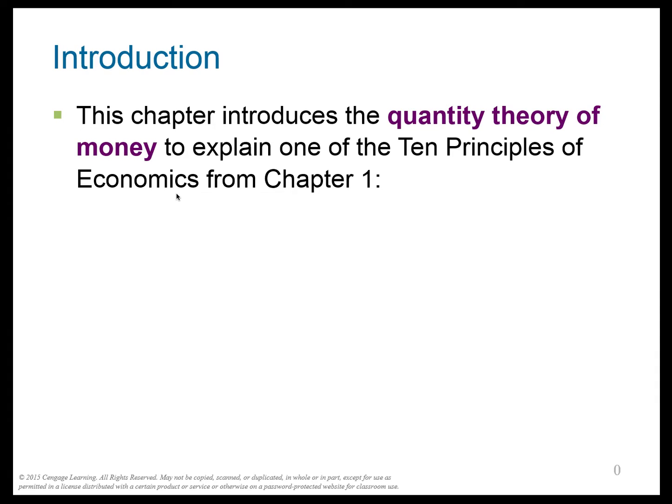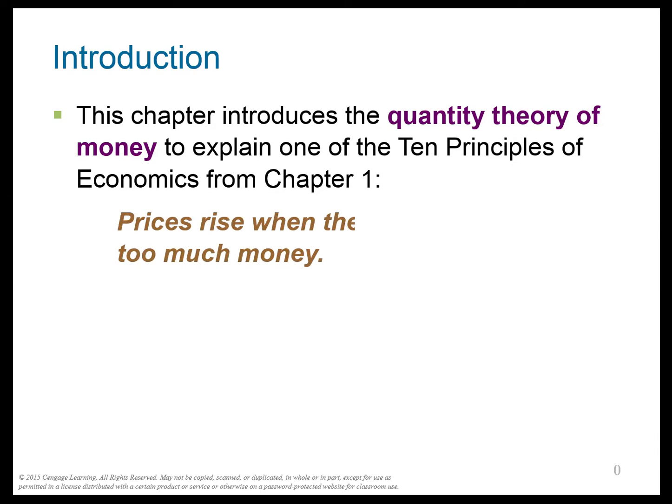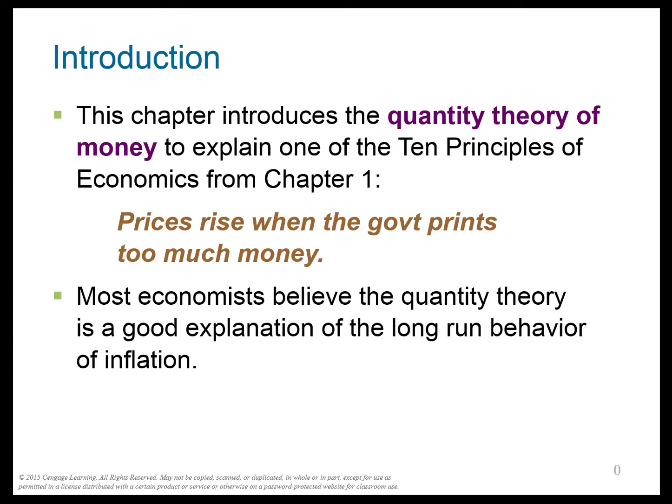Basically, we're going to use the quantity theory of money to explain this, and it helps answer the question, what happens when the Fed pumps too much money into the economy? And the answer is prices rise when the government prints too much money. We're going to discuss this proposition the whole rest of this chapter. This quantity theory is the way that most economists think that the long-run behavior of inflation works.